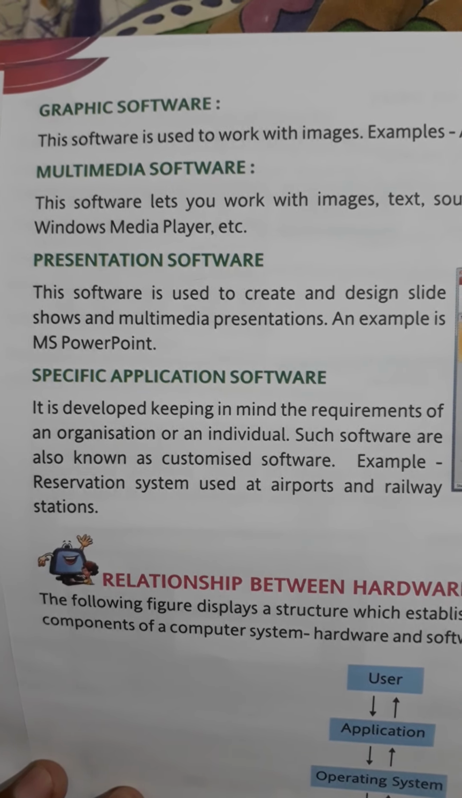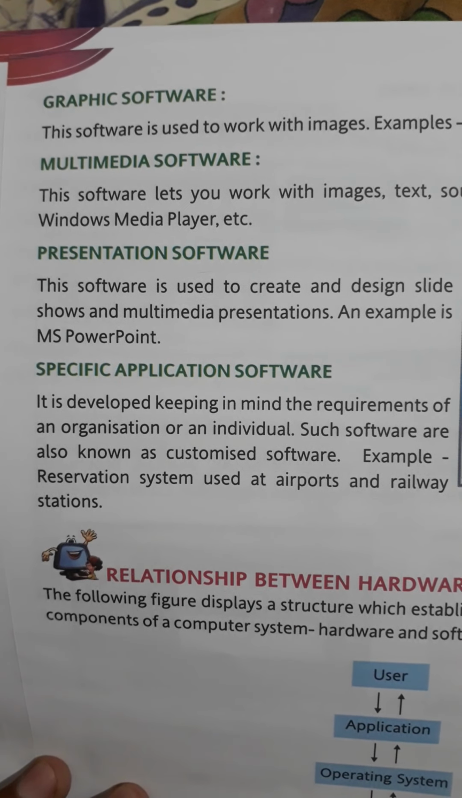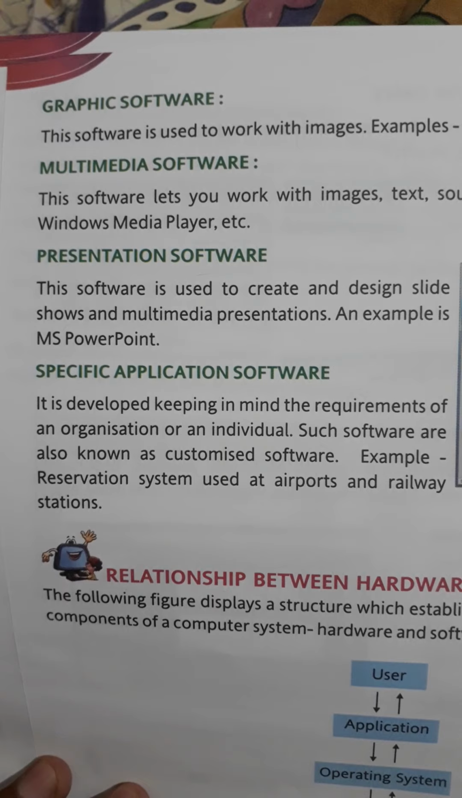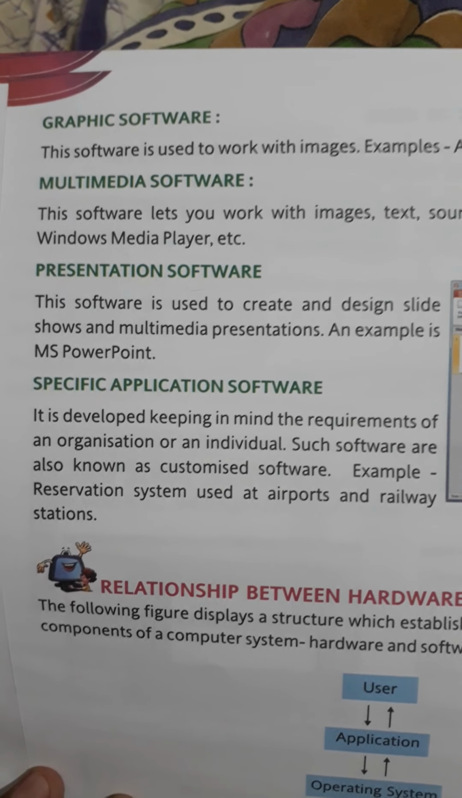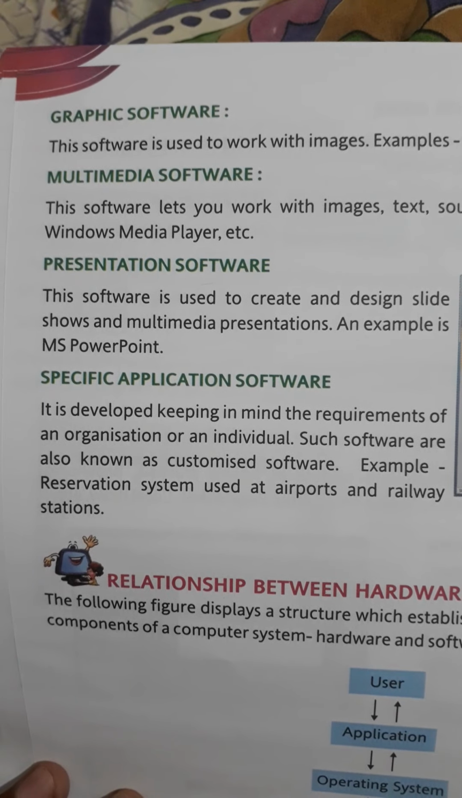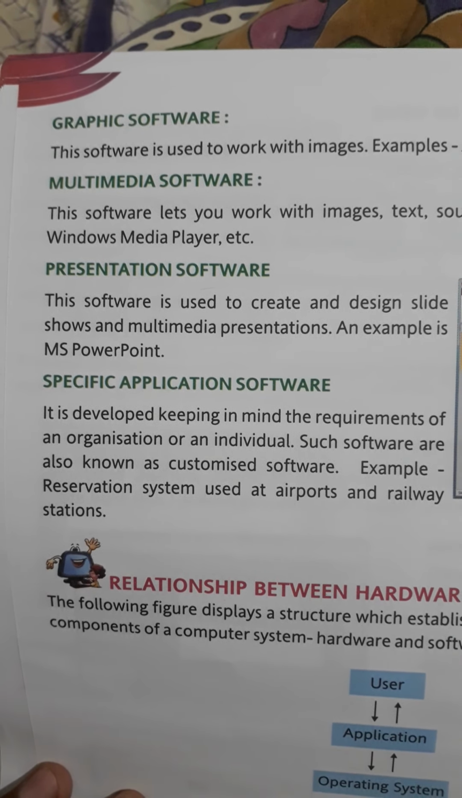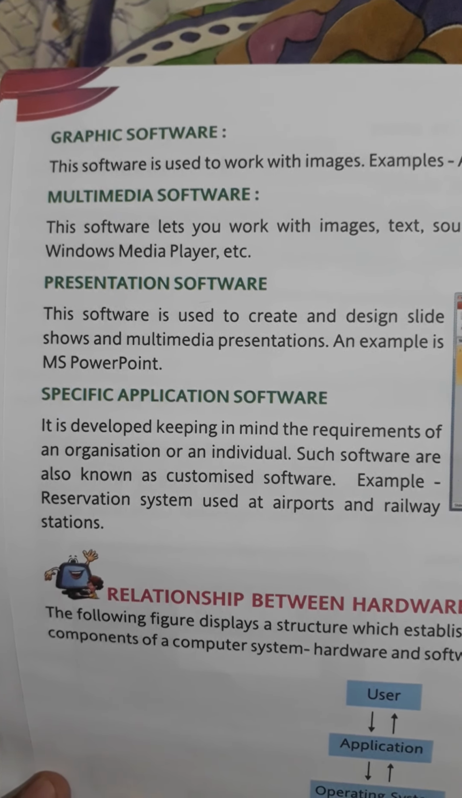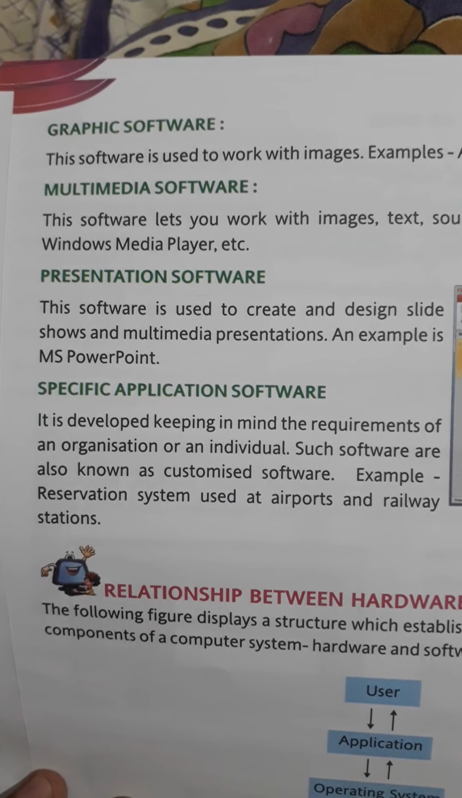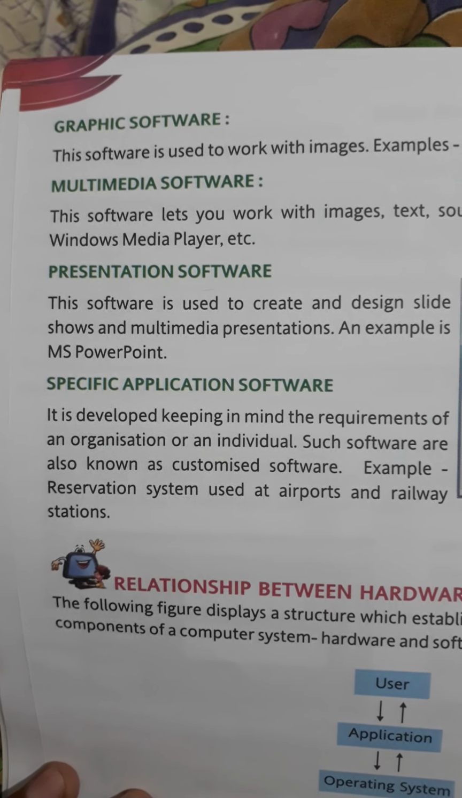So these all were general purpose application software. Now we see specific application software. This software is developed keeping in mind the requirements of an organization or an individual. Or we can say this customized software. A reservation system at the airports and railway stations are example of specific application software.